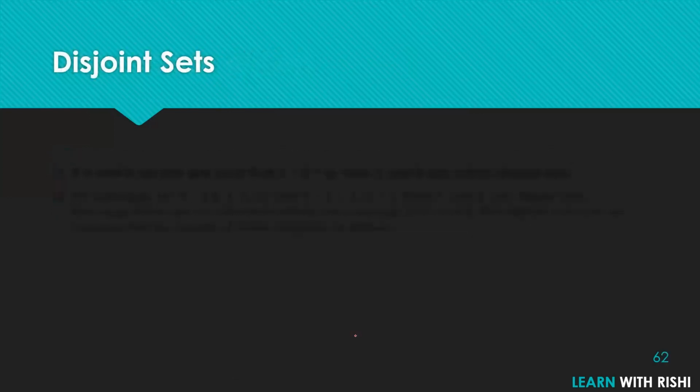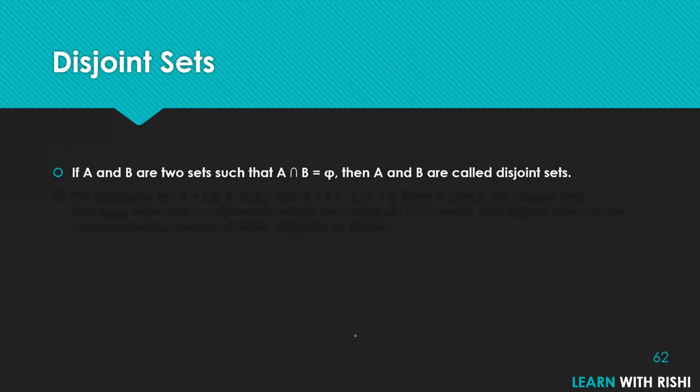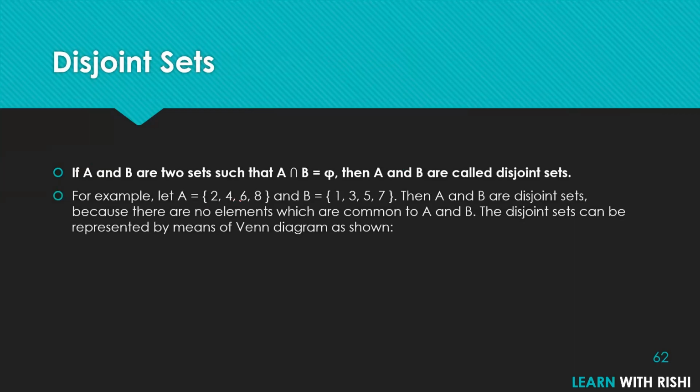Let us see now the next subtopic, that is disjoint sets. If A and B are two sets such that A intersection B is equal to phi, then A and B are called disjoint sets. A intersection B is phi means in set A and in set B, there are no common elements. So A intersection B is our null set. For example, let A be {2, 4, 6, 8} and B be {1, 3, 5, 7}. So here you can see, there are 4 elements here, and 4 elements here also. But none of the elements is common. None of the elements is the same.